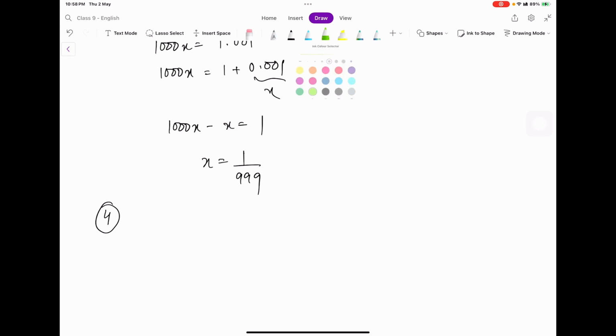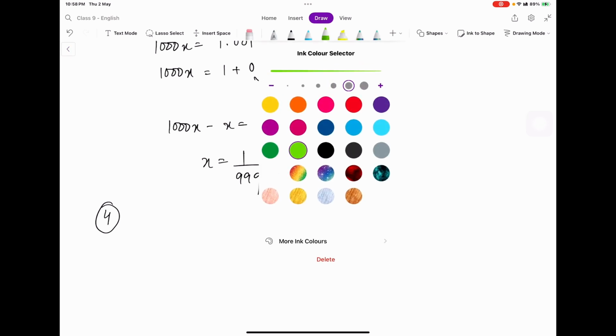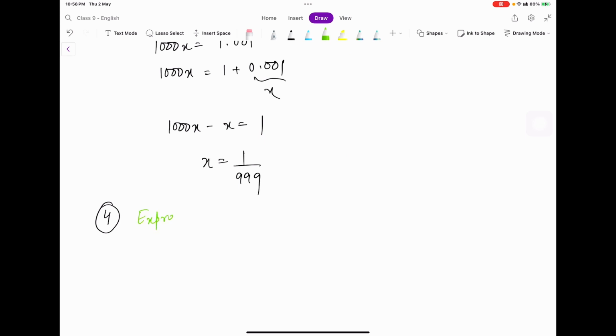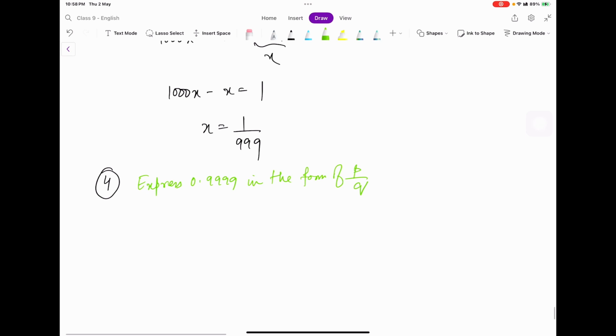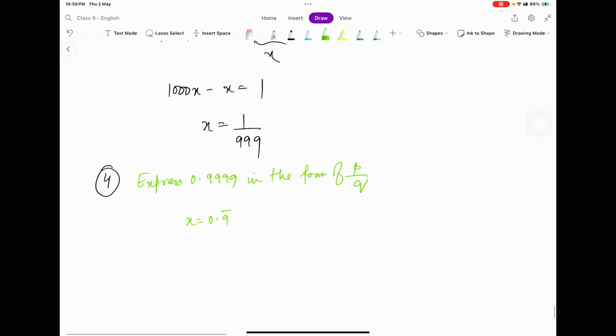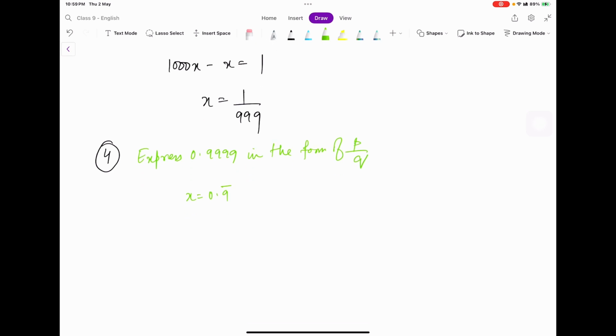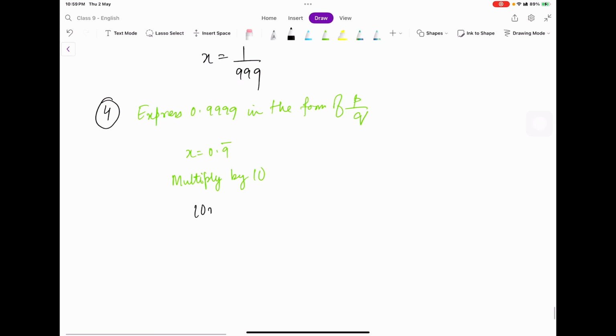The fourth question is: express 0.9999 in the form p by q. It is a very good question. See how you will be surprised. The same thing we will do. We'll take x equals 0.9 repeating. Since one digit is repeating, we multiply by 10, so this will become 10x equals 9.9.